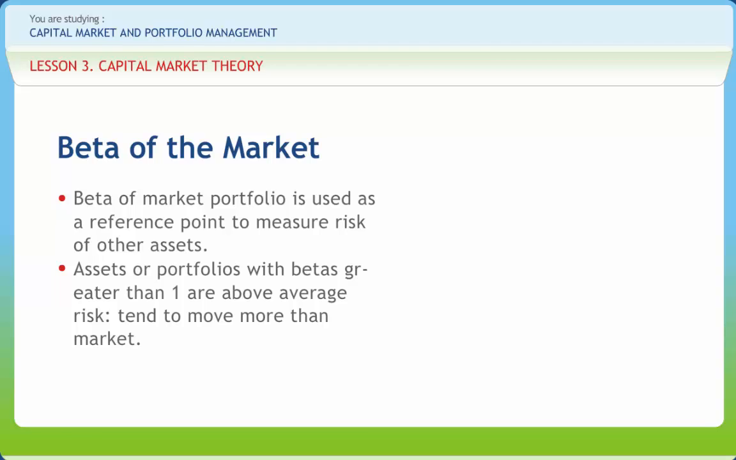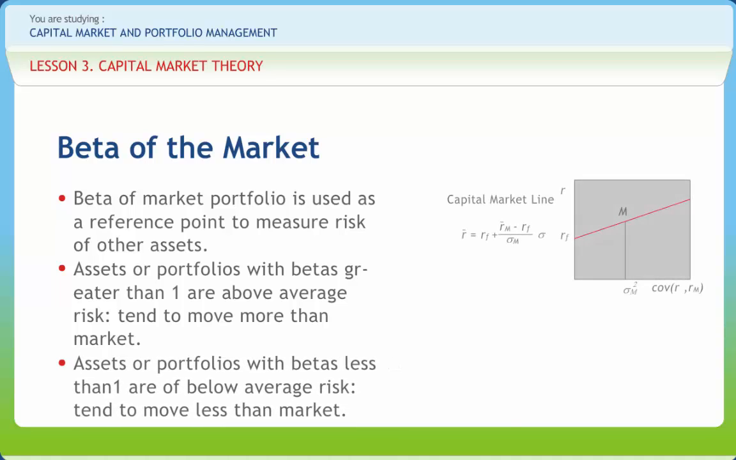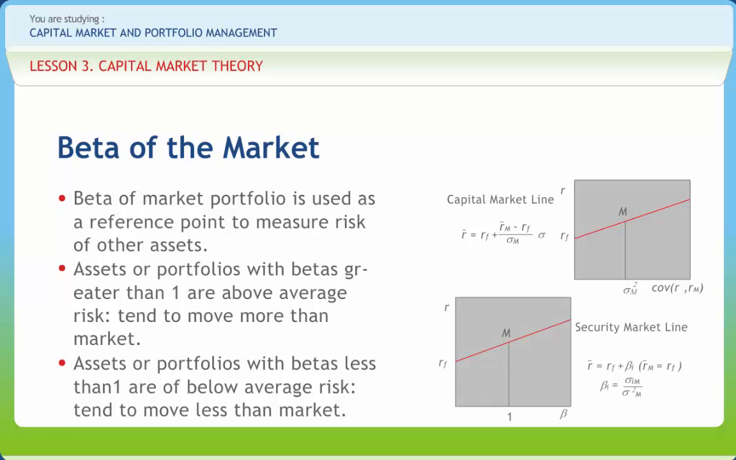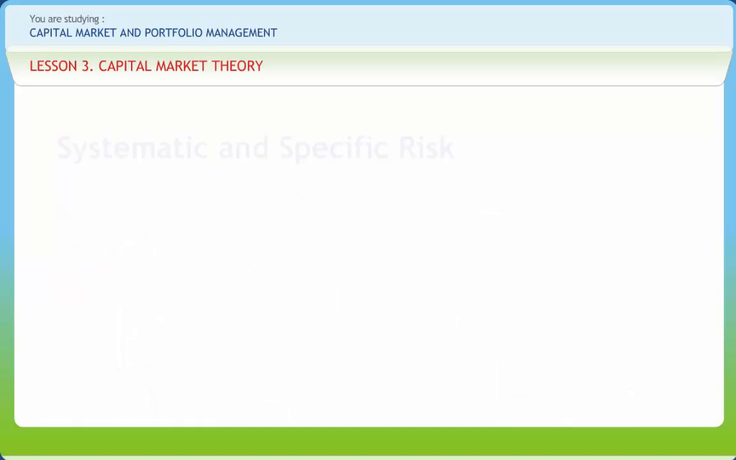Example: if the risk-free rate is 5% per year and the market rises by 10%, then assets with a beta of 2 will tend to increase by 15%. If the market falls by 10%, then assets with a beta of 2 will tend to fall by 25% on average. Assets or portfolios with betas less than 1 are of below average risk and tend to move less than the market.